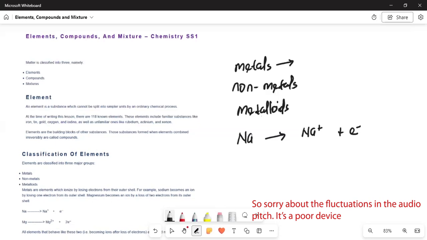In the case of metals, electrons are lost. In the case of non-metals, electrons are gained. So a metal is basically an element that ionizes by losing electrons.